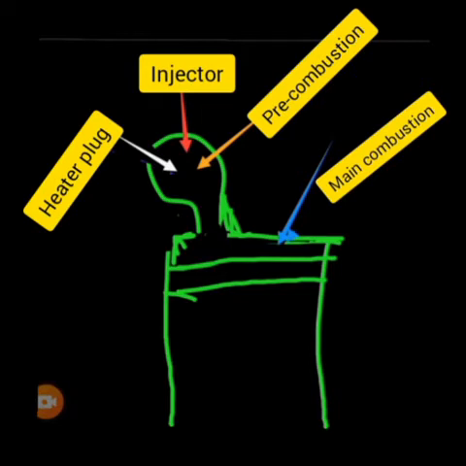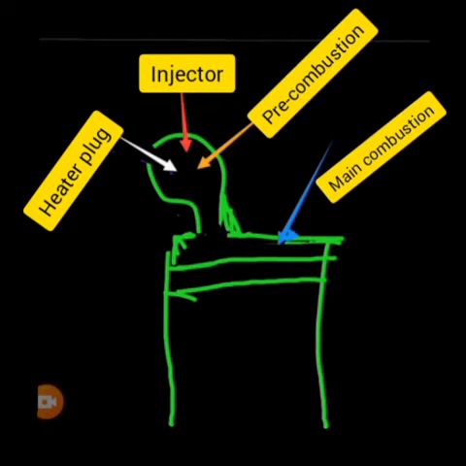But what is the disadvantage of indirect injection? The disadvantage is that some heat of the combustion gases is lost during the transfer from the small combustion chamber, the pre-combustion chamber, to the main combustion chamber. There is a loss of heat during that transition. That is the disadvantage of it.